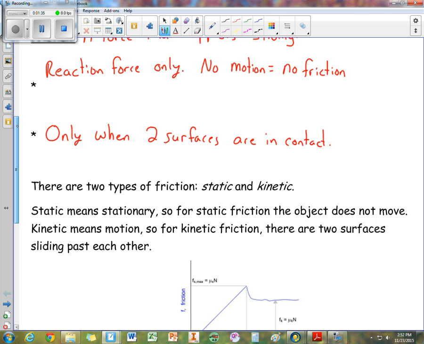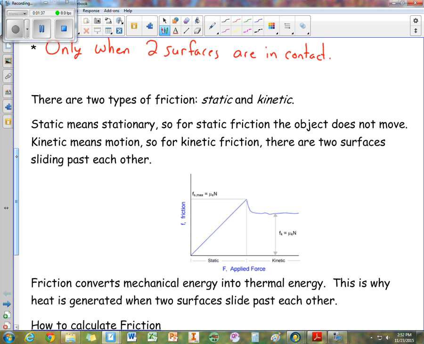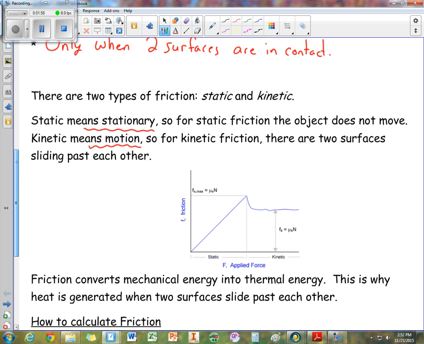Now we have two types of friction. We've got static and kinetic. Static means stationary. So for static friction, the objects do not move. They're trying to move, but they don't actually move. Kinetic means motion. So for kinetic, we have two surfaces that will be sliding past each other.